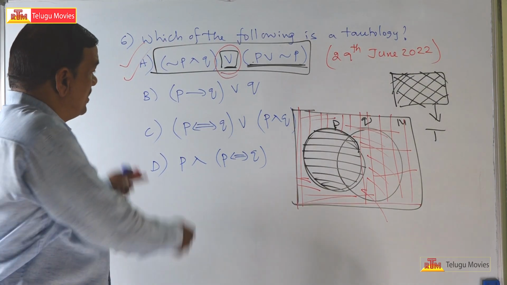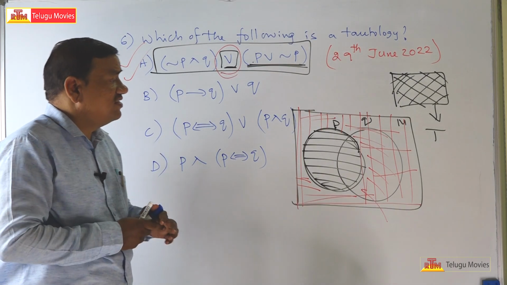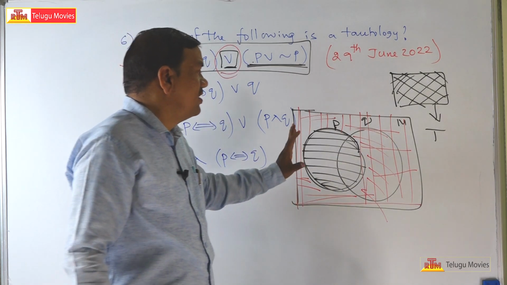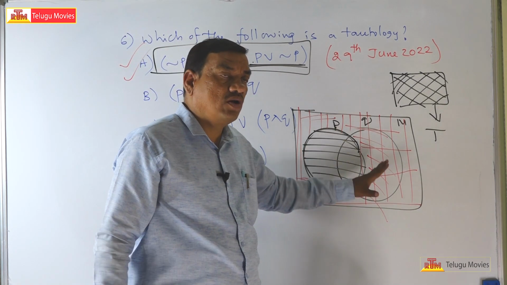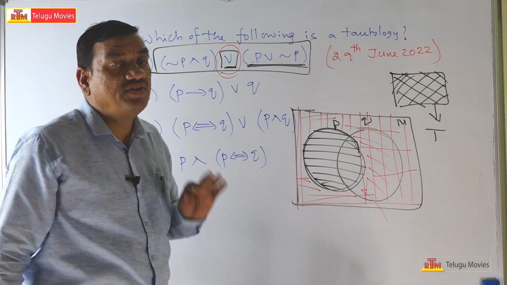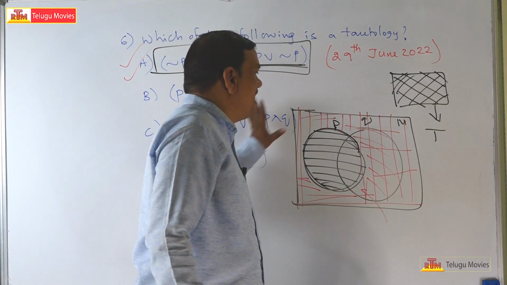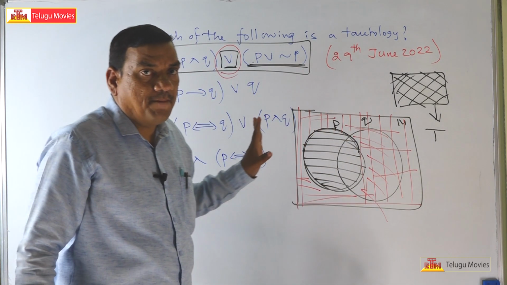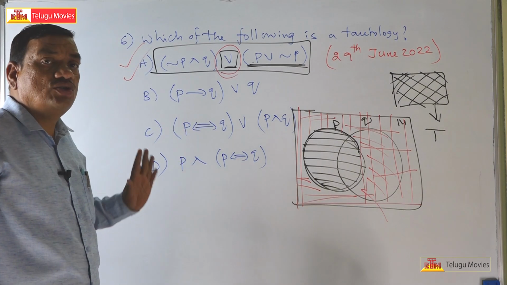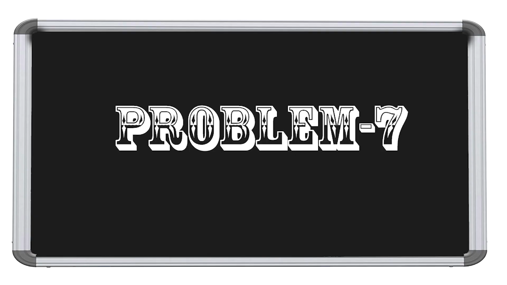For the remaining also you draw the Venn diagrams. Definitely somewhere there will be some gap, either A minus B, A intersection B, B minus A, or outside. If there is some gap, it is not a tautology. If the total Venn diagram is completely drawn, then it is a tautology. I hope that you understand this solution. So let us go for the next problem.